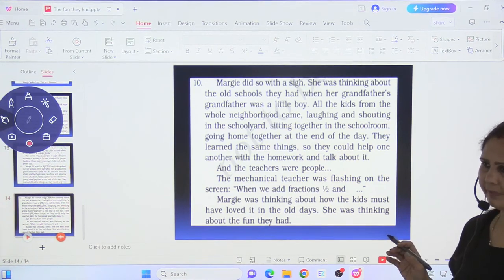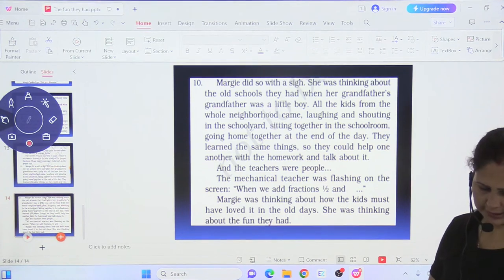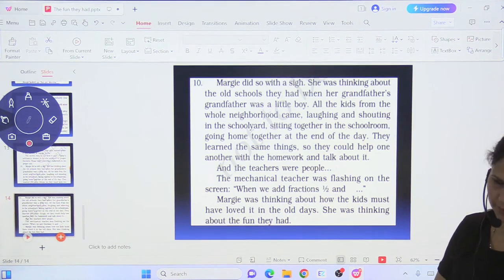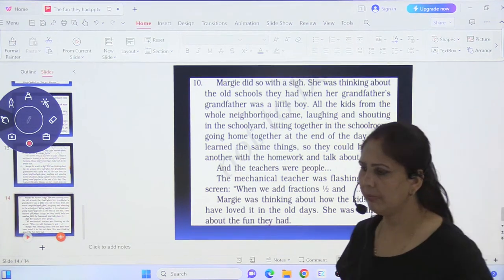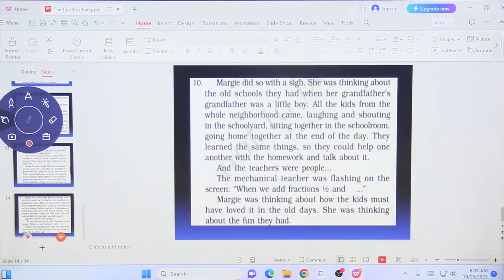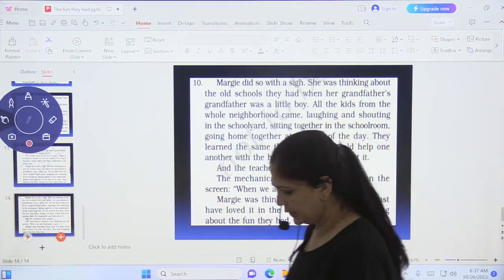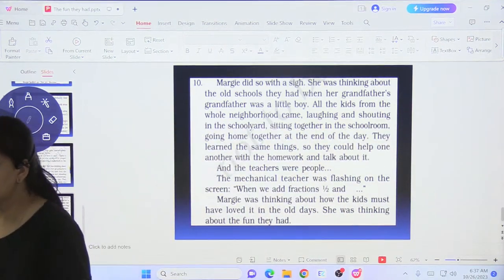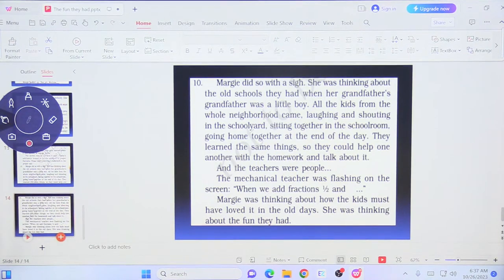Lesson is clear, very clear. Okay, we still have a few minutes, so I'm giving you one question. Take out a copy. You will be writing the answer for that. First question, let's write at least two today. Word limit is 40 to 50 words.